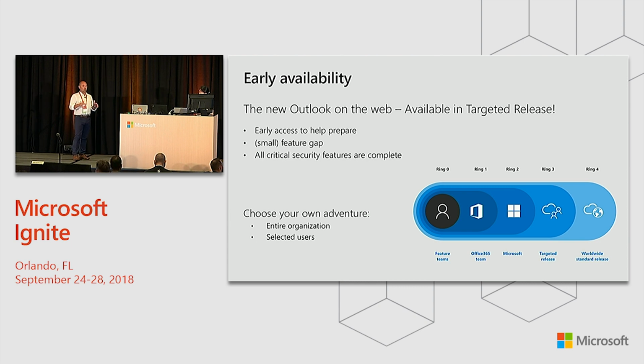And we really want to reinforce also that there's very, very small feature gaps. We've really done a lot of work to ensure that all of the most critical security features are here and ready to go for your users right now, so that nobody's going to get in trouble just because they're trying out the feature. We also have two options in using targeted release. I'm not sure if all of you are familiar with this, but you can either specify your entire organization if you really want to be bleeding edge, or you can just choose selected users and specify users that you want to have access to this early preview.